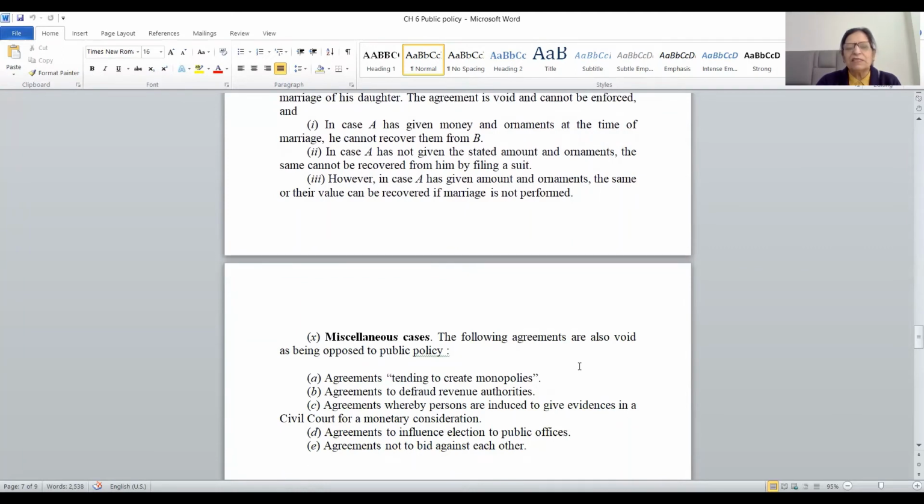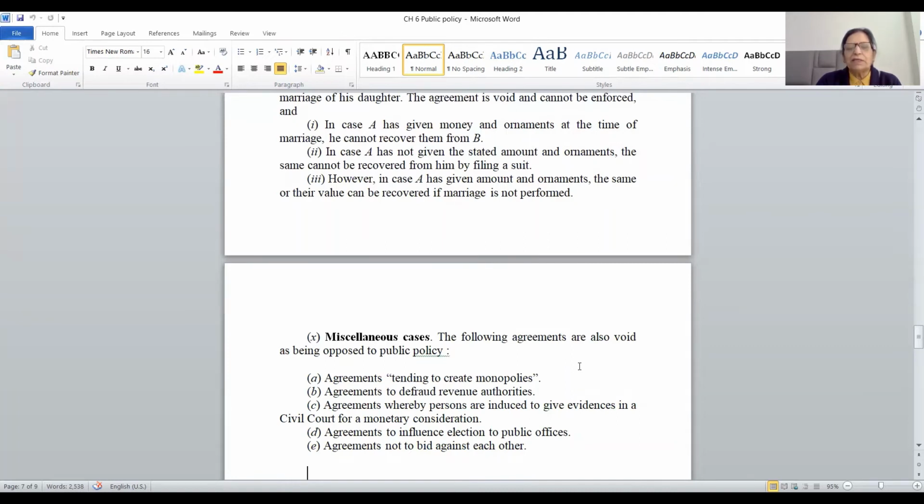First one is agreements tending to create monopolies. Any agreement whose main motive is to create a monopoly is not valid, it is void. Agreements to defraud revenue authorities, income tax authorities, or sales tax authorities. People try to evade tax. Then their main motive is to cheat the revenue authorities. This agreement is not valid, it is void.